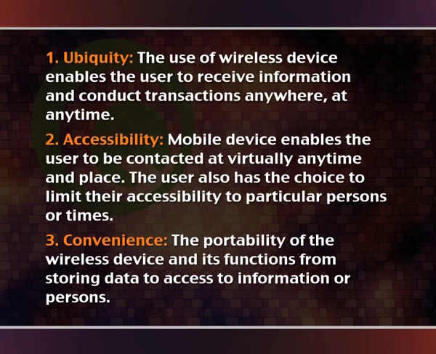Advantages of wireless technology used in M-commerce. First, ubiquity. The use of wireless devices enables the users to receive information and conduct transactions anywhere at any time. Second, accessibility. Mobile devices enable the user to be contacted at virtually any time and place. The user also has the choice to limit their accessibility to particular persons or times. Third, convenience. The portability of the wireless device and its functions, from storing data to access to information or persons.